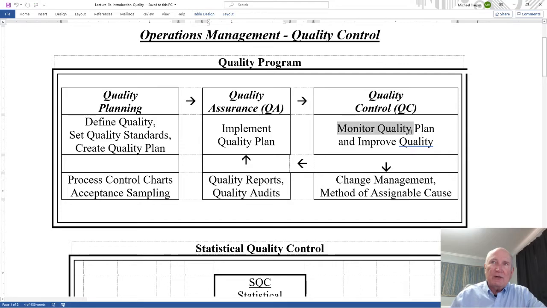Quality control is where you monitor the plan and improve quality. Here's where you have change management. And here's where you have something called the method of assignable cause. In other words, in quality assurance, and this is the way I'm dividing it up, other people will divide this differently, quality assurance is implementing a plan, measuring it, and identifying changes that need to be made. Quality control is actually making a decision: do we make the changes, or do we not make the changes?